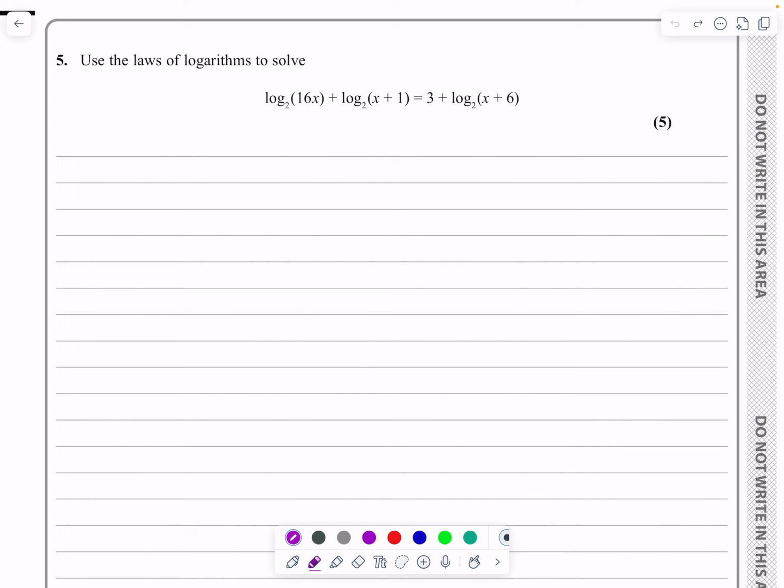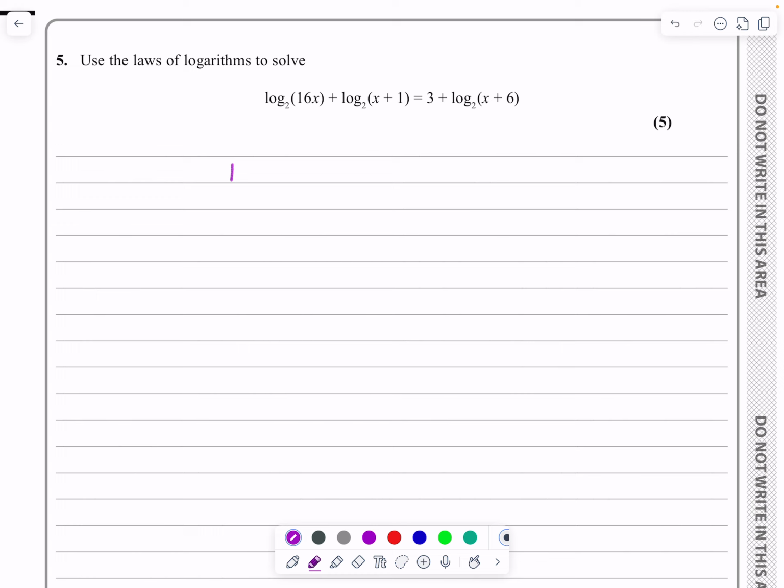Log to the base 2 of 16x plus log to the base 2 of x plus 1 is equal to 3 plus log to the base 2 of x plus 6. There are different ways of doing this one. I'm just going to stick with the idea of getting all the logs onto one side, combining them using the log rules, and then trying to get rid of the log using a power statement. Let's do it rather than talk about it.